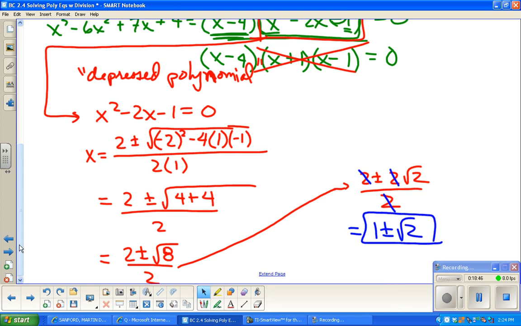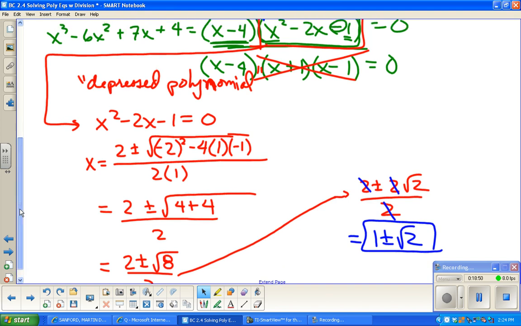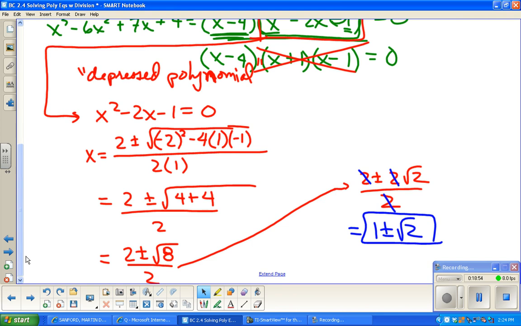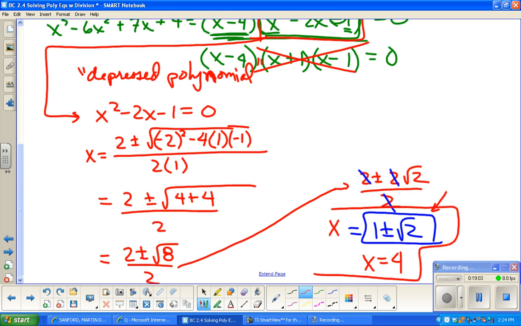Okay, now just a quick little recap. This was a cubic. I'm supposed to have how many solutions, how many zeros? Well, there's supposed to be 3. Well, I'm only seeing 2 here, one from the plus and one from the minus, but remember, we also had x equals 4 from the very beginning. So there are 3 solutions. That's how many I expect. This problem is done.